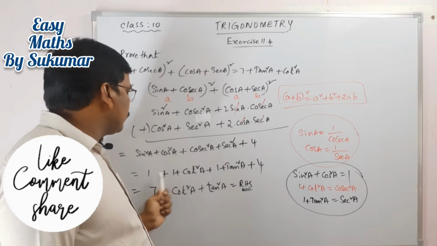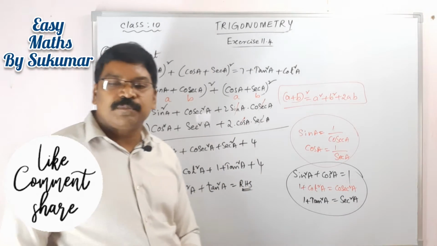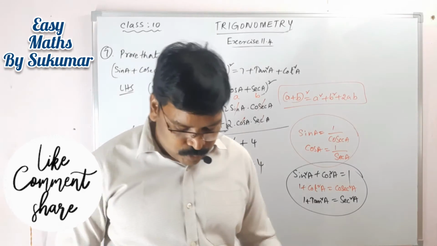What is 1 plus 1? 2. 2 plus 1 is 3. 3 plus 4 is 7. 7 plus cot square A plus tan square A. That is equal to RHS. So hence it is proved.